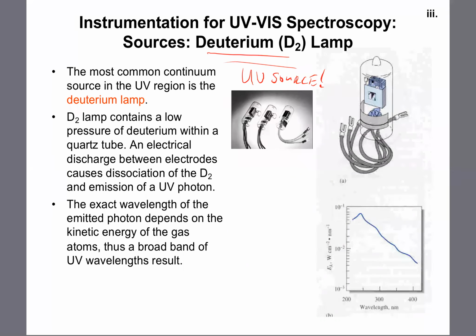There's a couple of electrodes inside the envelope. Basically, you put the deuterium in there, you turn on a relatively high voltage, and this causes dissociation of the deuterium and emission of a UV photon. Because when the deuterium dissociates or breaks apart, each of the atoms involved has a different amount of kinetic energy imparted to it. The exact wavelength which is emitted depends upon how much kinetic energy the atoms get, and this causes a nice broadband or continuum emission in the deuterium source. So that's our UV light source.